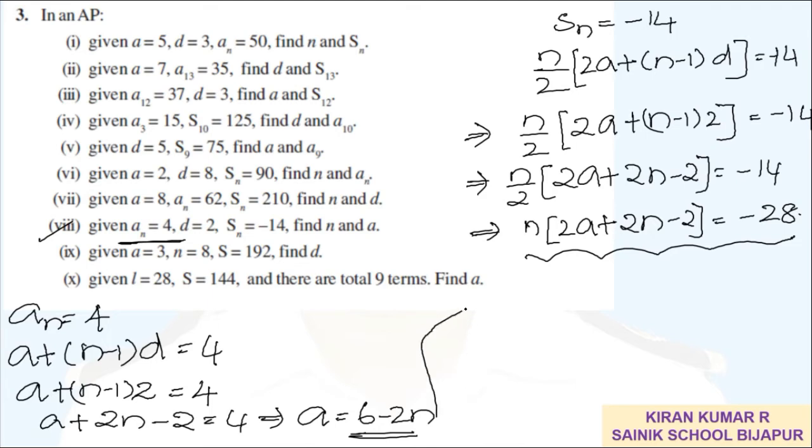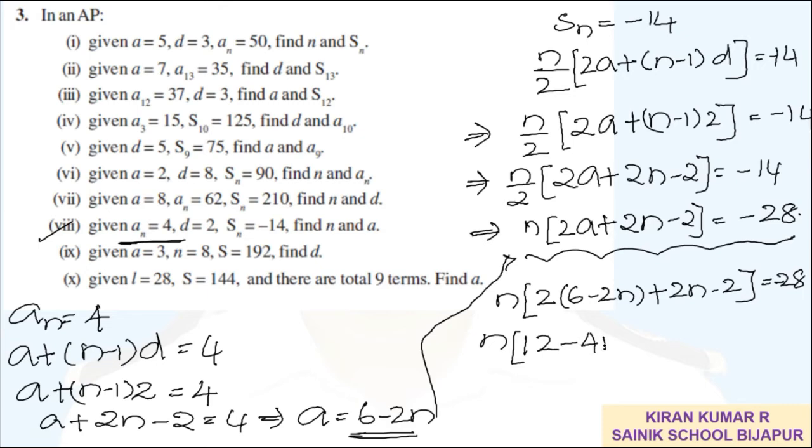Let me substitute this in this equation. I'll be getting n multiplied to 2 times of 6 minus 2n plus 2n minus 2 equal to negative 28. On further simplification, this becomes 12 minus 4n plus 2n minus 2 equal to negative 28. We get 12 minus 2 as 10. So n multiplied, it becomes 10n minus 2n square plus 28 equal to 0.